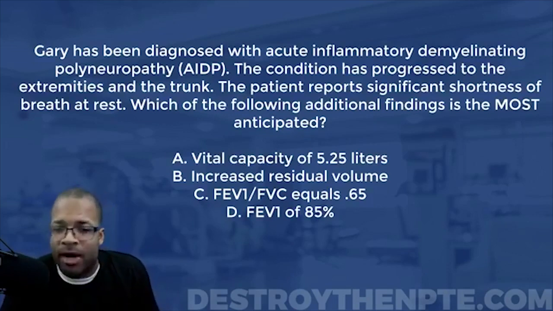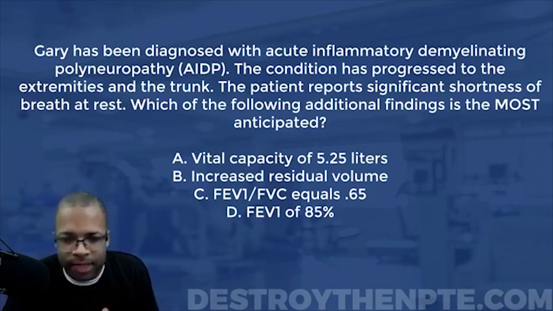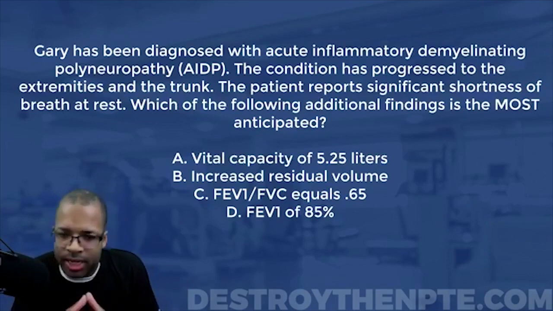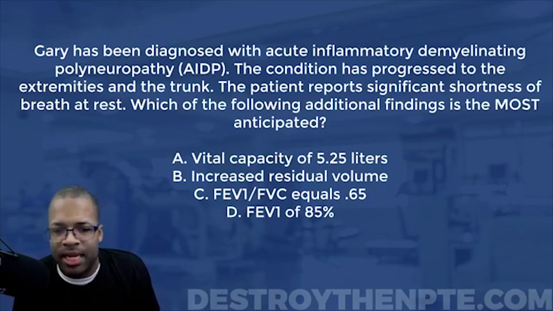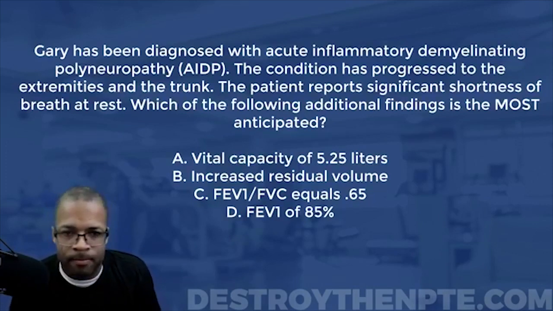So we have A, vital capacity of 5.25 liters. B, increased residual volume. C, FEV1 over FVC equals 0.65. And D, FEV1 of 85%.